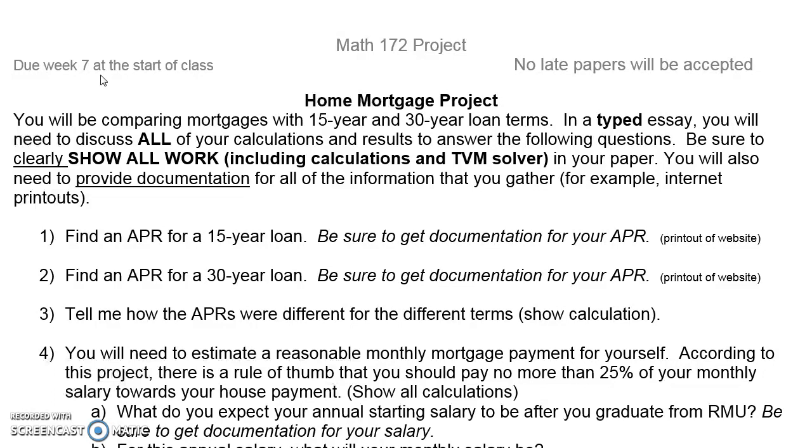Get started as soon as you can, and if you finish early, you can certainly bring your draft to me and have me look it over and make sure you've done everything correctly before I put a grade on it.